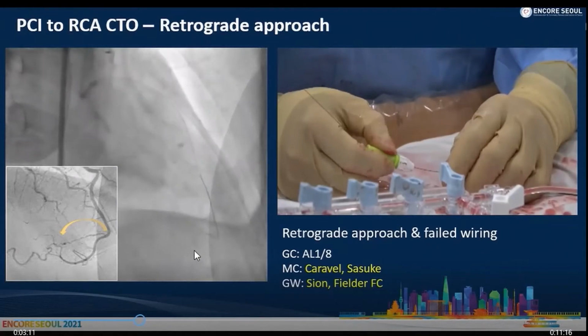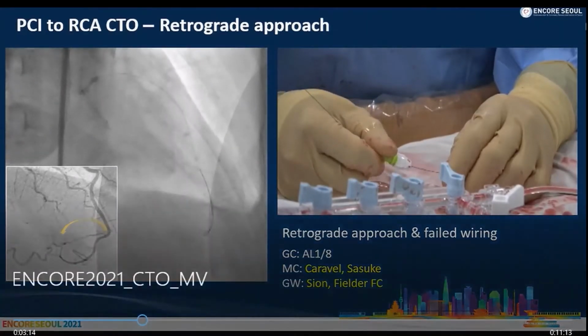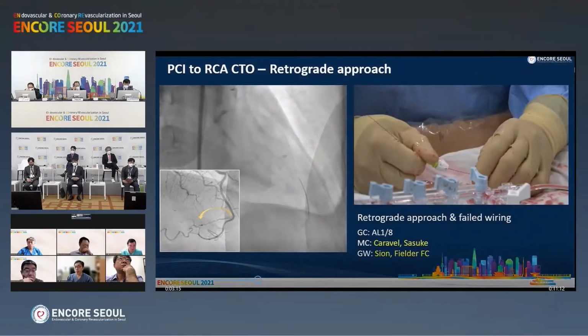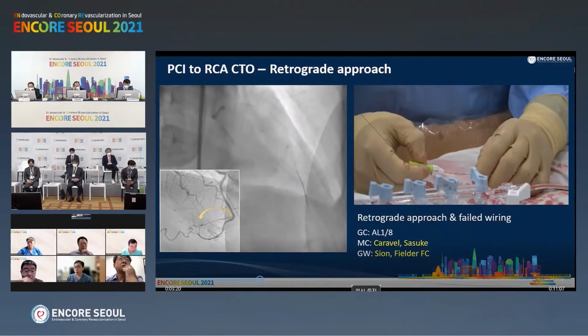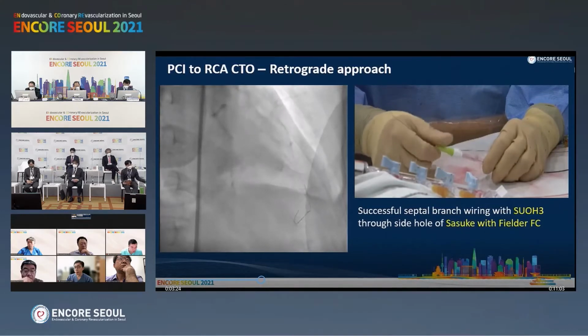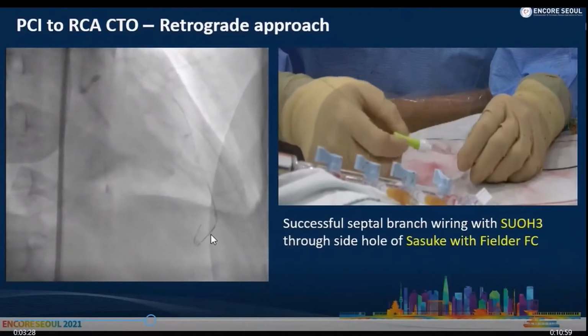Are you using the Caravel now, or Sasuke? The current catheter is Sasuke. Sasuke, okay. Yes. My final result, last result is SOL 03. So this second wire is SOL 03.